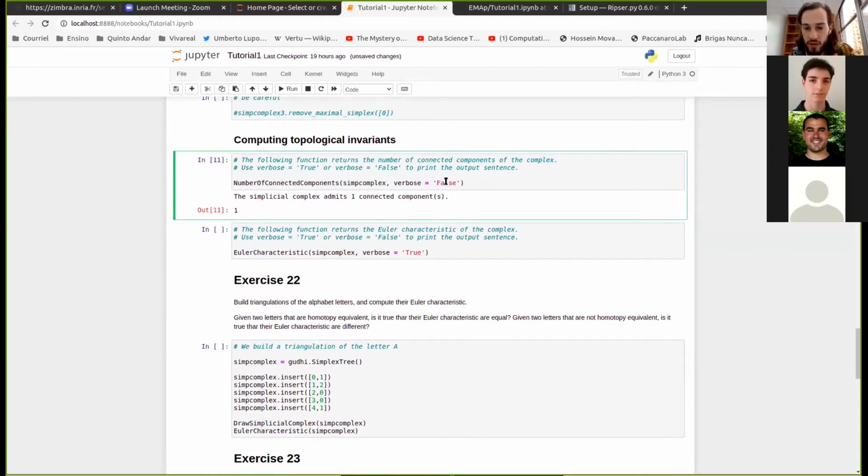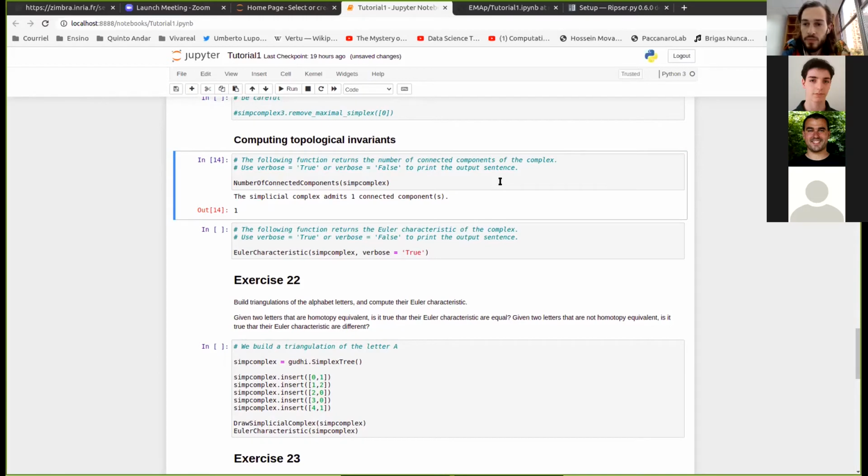If I write false here, oh, it's still written. All right, there is an error in the function. Professor? Yeah. Is this connected component relative to the topological space? Yeah, it's that connected component we study later, right? Yeah. When I say the number of connected components, this is the number of connected components of the topological realization of your simplicial complex.